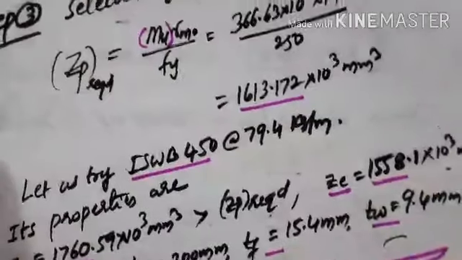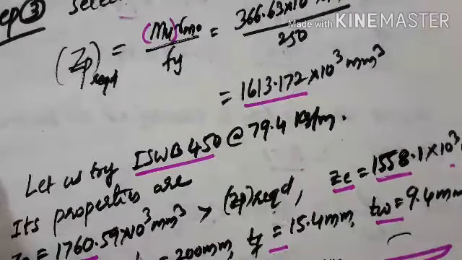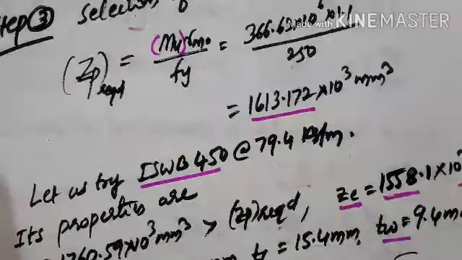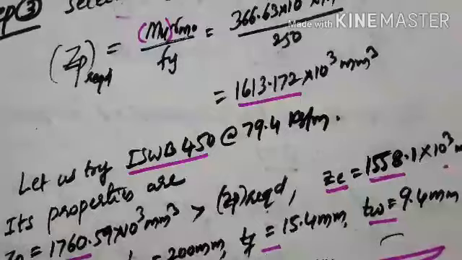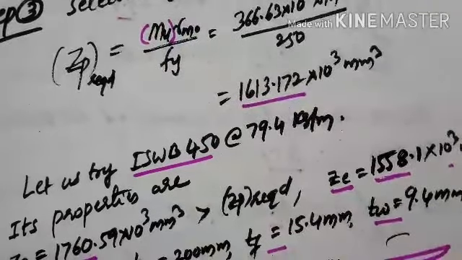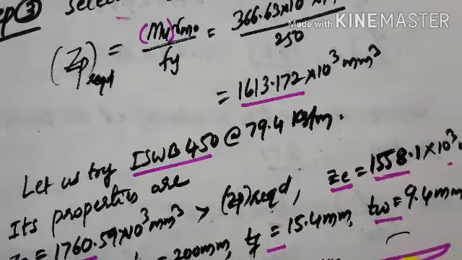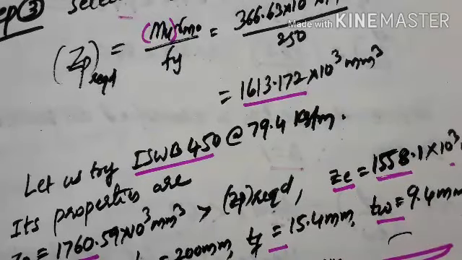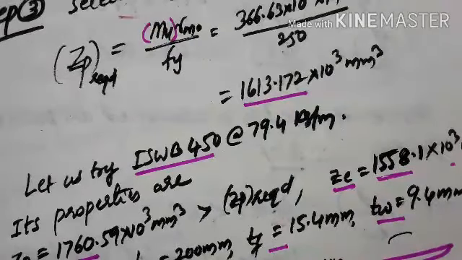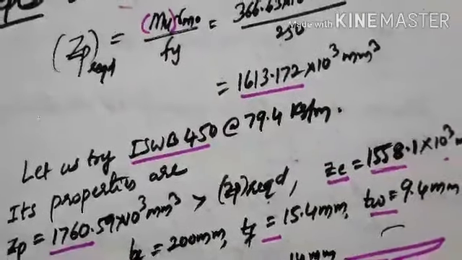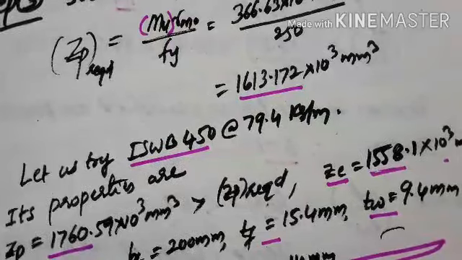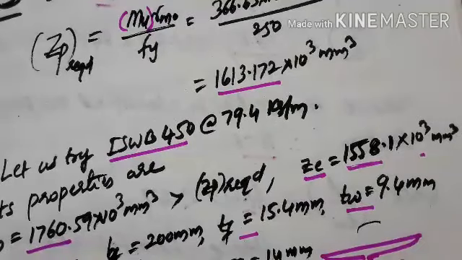Suppose the given depth should not exceed so and so value, say 350 millimeter or 400 millimeter, then how to solve that kind of problem, we'll see in the next class. Again we'll take the same problem, with the depth restricted to some value, and we'll see how to solve that kind of problem. I hope you understood this type of problem, and please practice it and try to understand how to solve.